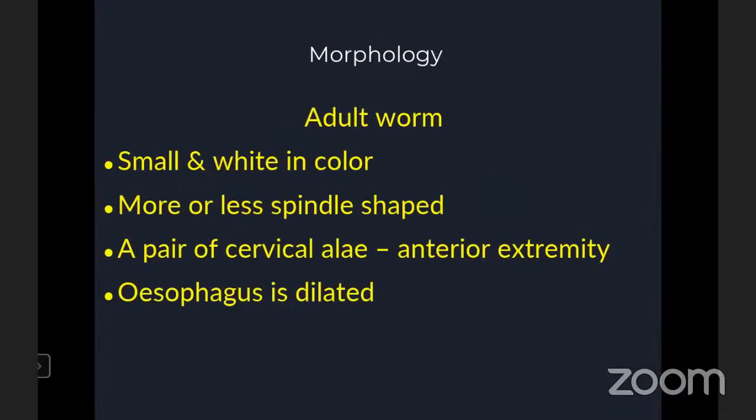Next one is the morphology of the adult worm. The adult worm is small and white in color. It is more or less spindle in shape. In the anterior extremity, a pair of cervical alae is present. In the adult worm, the esophagus is dilated.